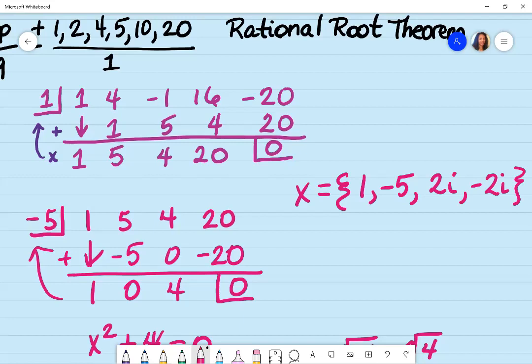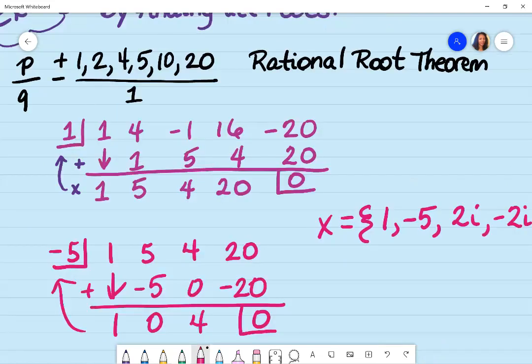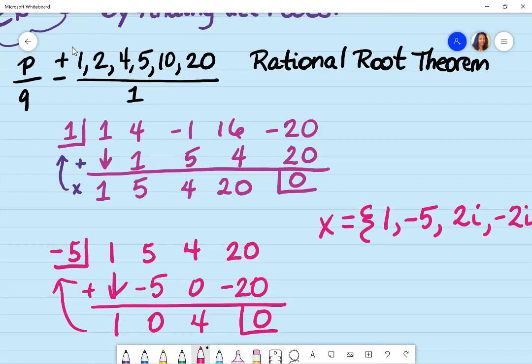Some teachers want you to put them in order. I'm okay with this. All right, so that was how you would do your fundamental theorem of algebra.